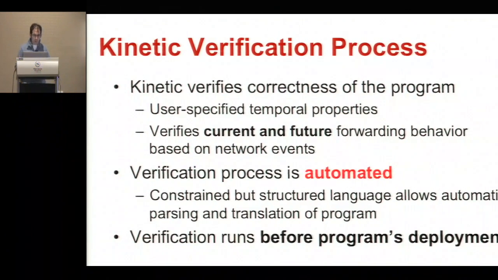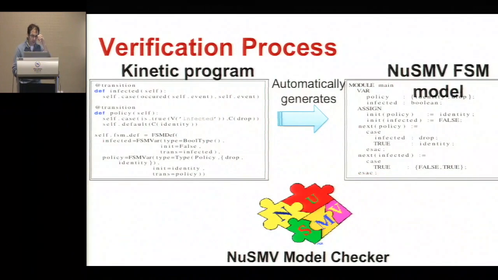The process is automated in the sense that the operator writes this program, and before it actually runs, we run the checks. Here's how that works. On the left of the slide, I have an example Kinetic program. It's hard to read, but the details aren't super important. I don't want to go through the syntax here.